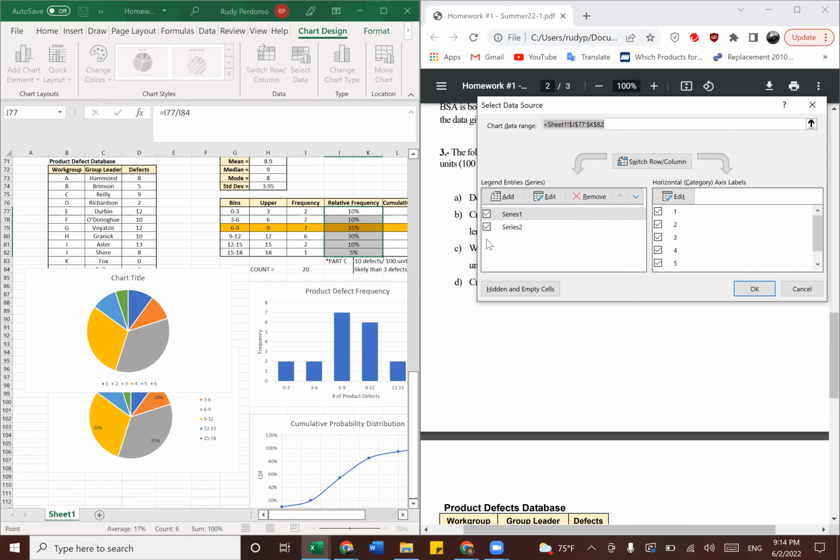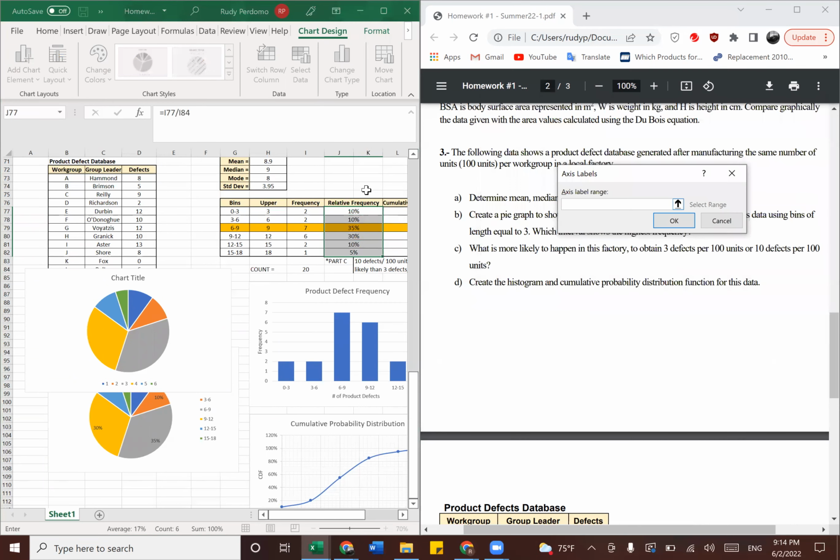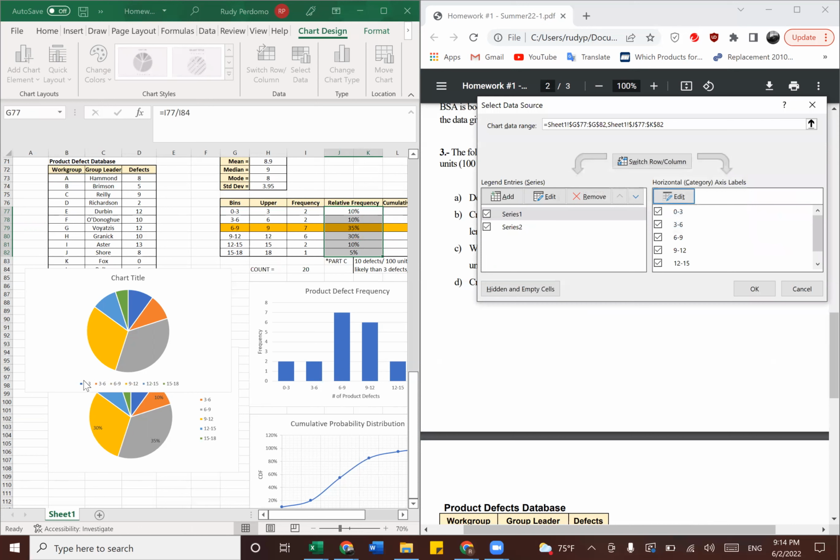So you see this is the horizontal, or just the categories. In a pie graph, they're called categories, and in a bar graph or line graph, they're called the horizontal axis labels. So you go to edit, and now instead of being 1, 2, 3, 4, 5, you want it to be 0, 3, 3, 6, 6, 9, 9, 12, and so on. You press OK, and you see now it's changed.